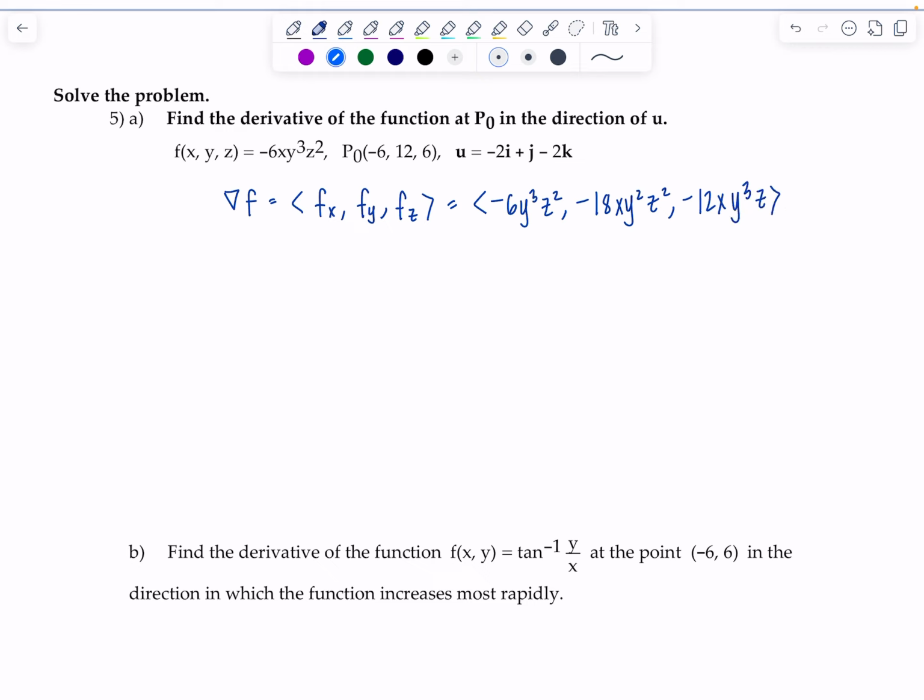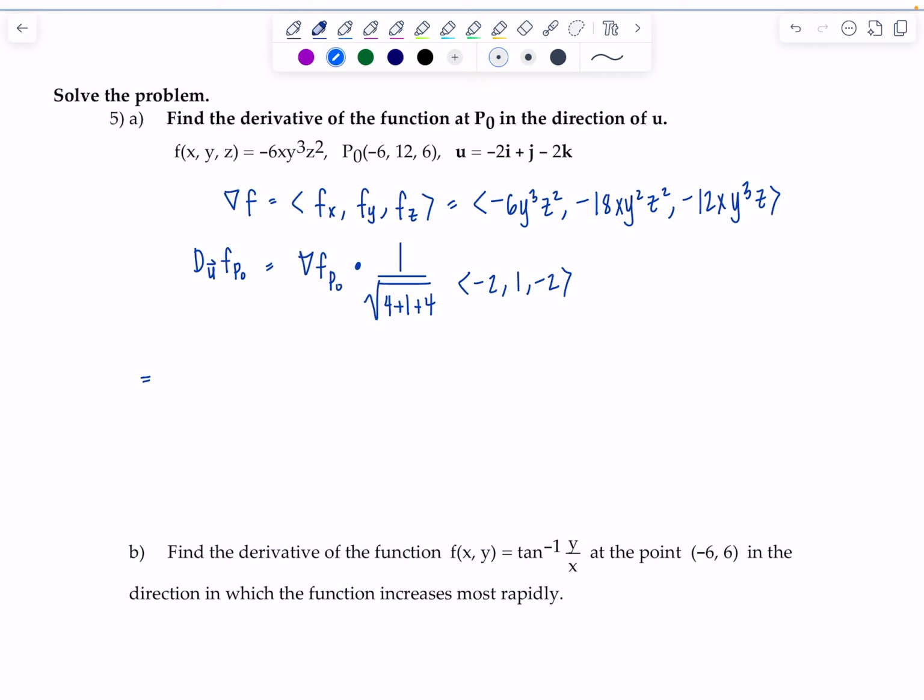Okay, then I have to evaluate this derivative in the direction of my unit vector. So we're going to take u, divide by its magnitude, and dot it with this gradient at the point P naught. So what I want is the directional derivative in the direction of u of f evaluated at P naught. I'm going to take my gradient, evaluate it at P naught, and then dot it with 1 over the magnitude of u. What's that going to be? Root of 4 plus 1 plus 4, and then just keep u over here, okay?